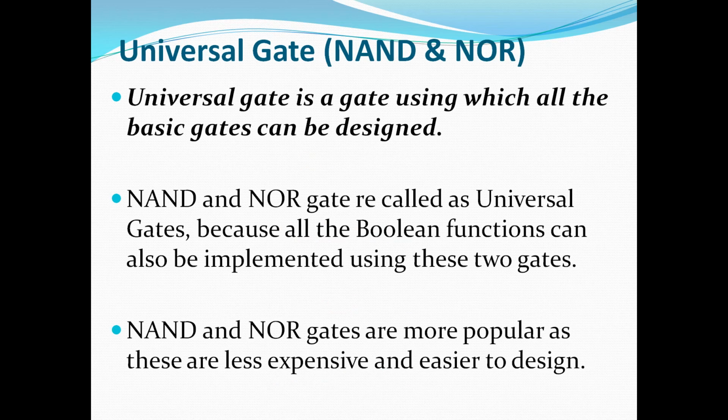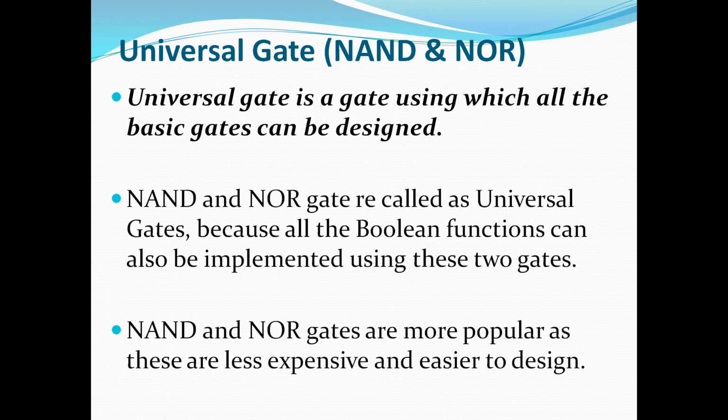In this session we are mainly discussing universal gates. What is a universal gate? What do you mean by universal gate? A universal gate is a gate using which all the basic gates can be designed. It is possible to design all the basic gates by using the universal gate. That type of gate is known as a universal gate.